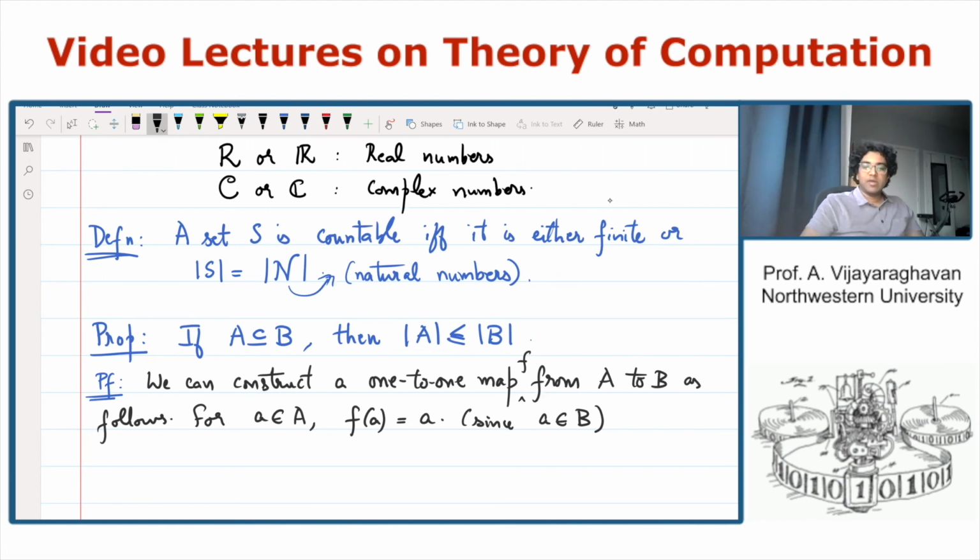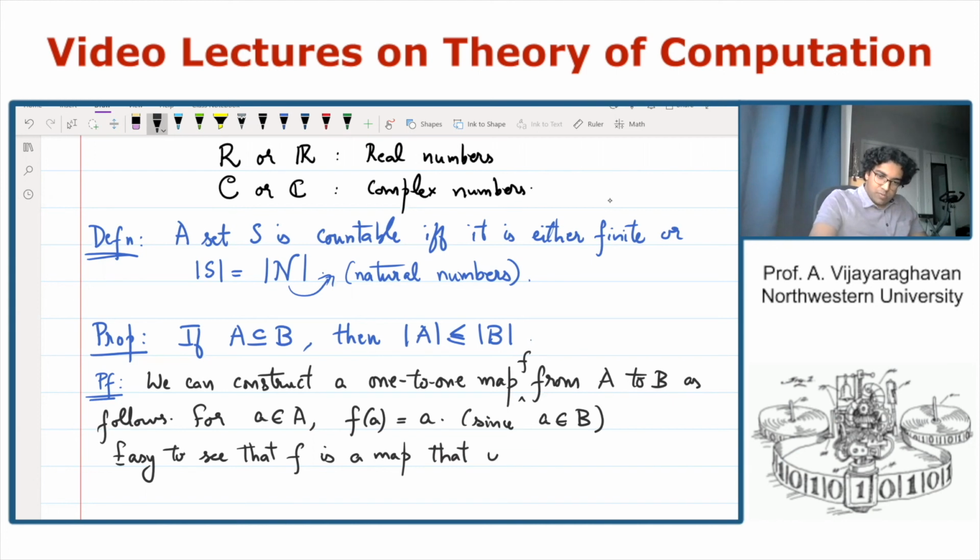Okay, and now this is easy to see that F is a map that is one-to-one. Okay, and this completes the proof.